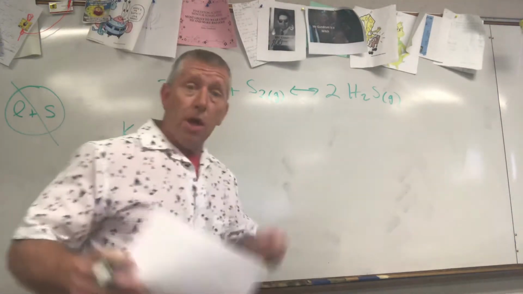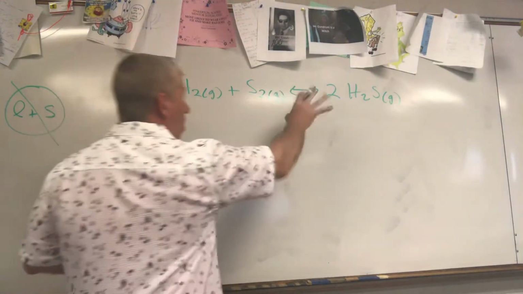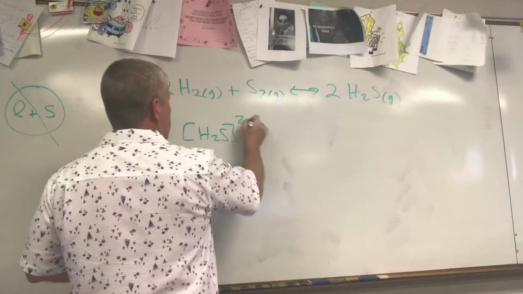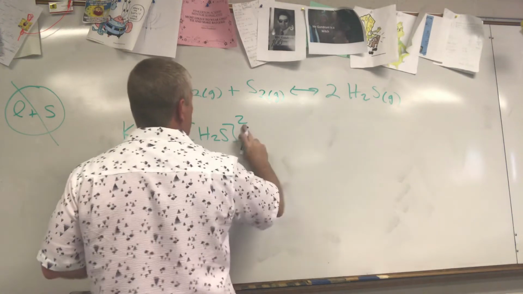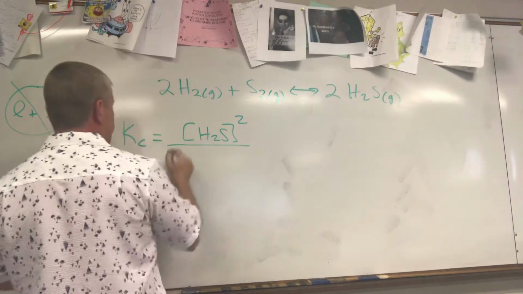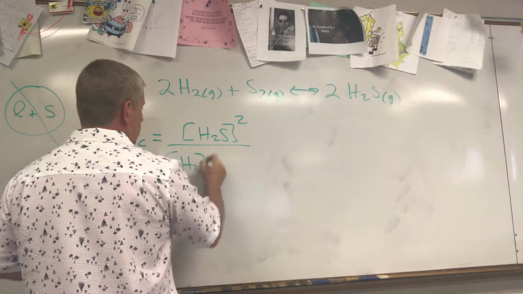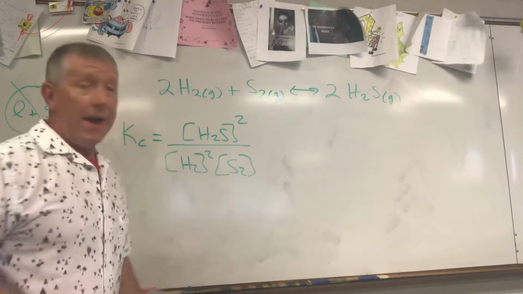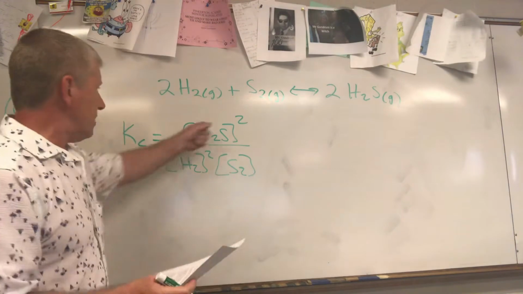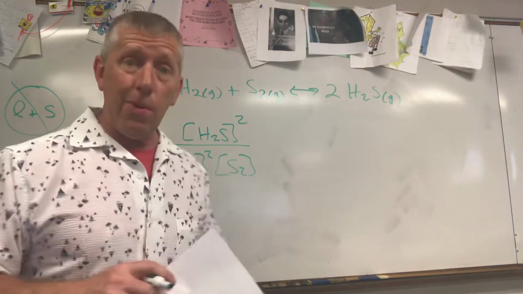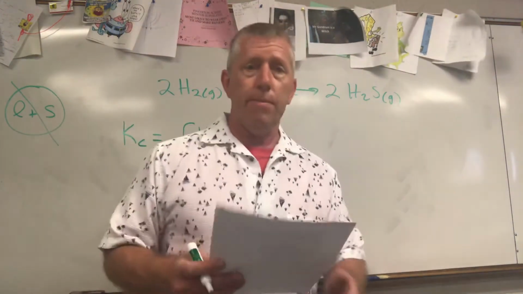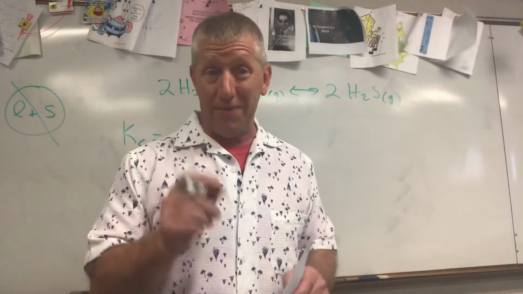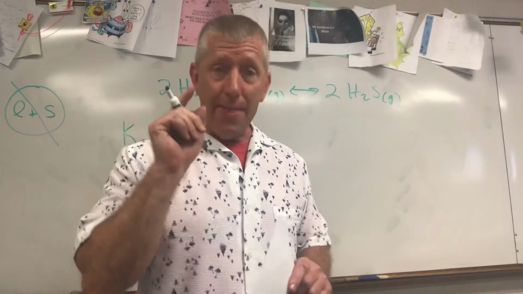All right, so let's write the expression for it. They're all gases, so they all get included in our expression. We have 1 product. Don't forget your coefficient becomes your exponent. That goes over 2 hydrogens and a sulfur. Now, if I have the concentrations, I just have to throw those concentrations into the expression, calculate away, problem solved. But we weren't given the concentrations, now were we? Well, we were given the information to find them. We were given the moles of each and the container that they're in.